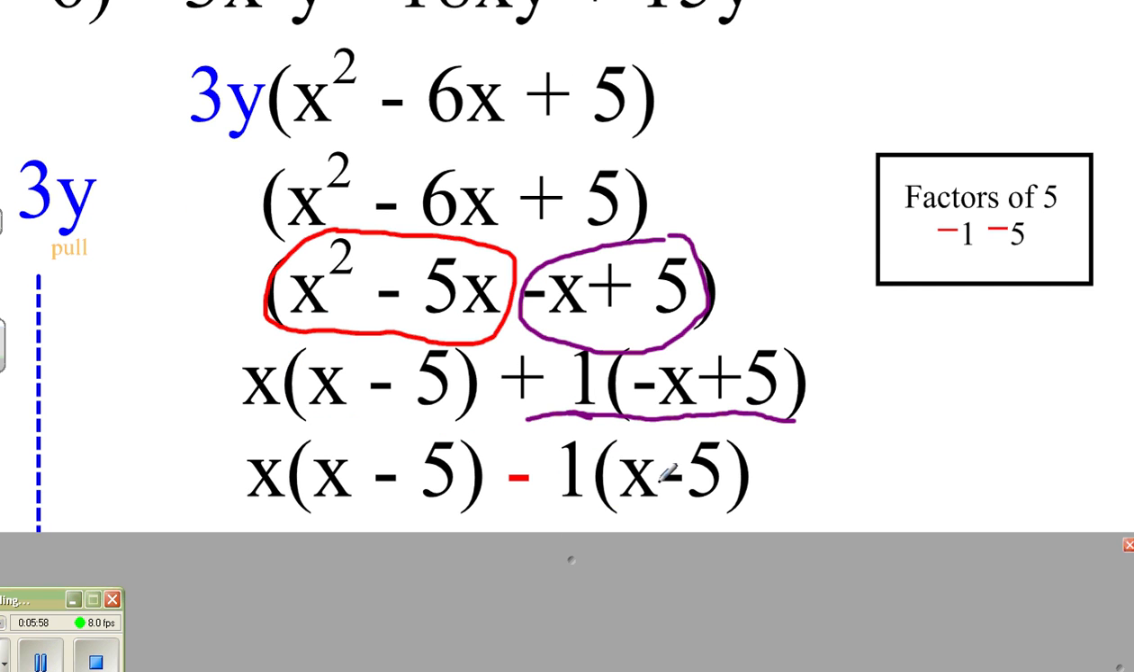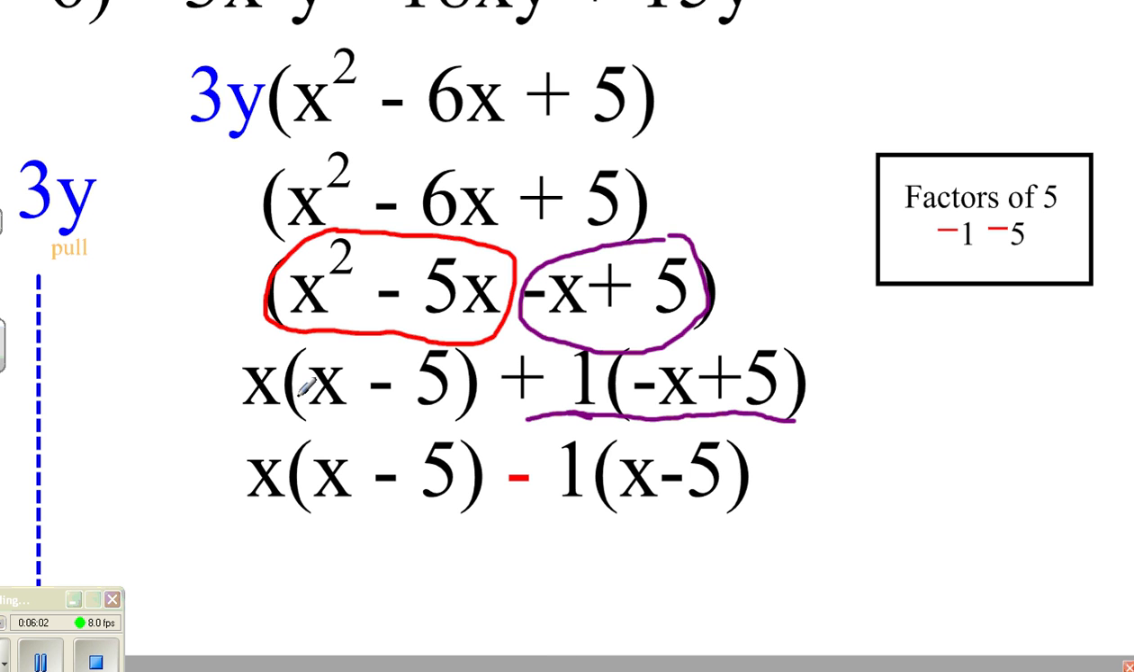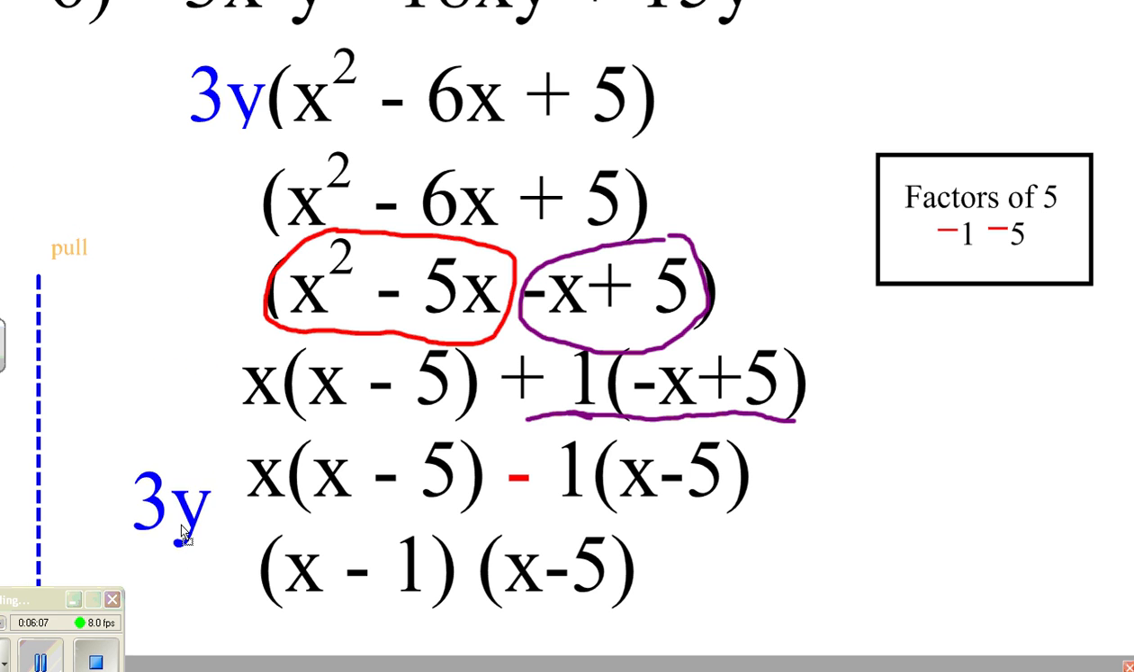So once we switch those signs around, then we have the same term we can factor out, and we bring down the 3, and we get our final factored form. There it is.